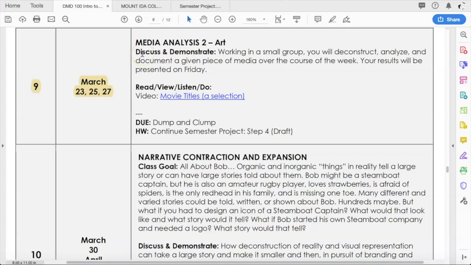So this week we are going to be covering our next media analysis. This is our second media analysis. We already did one, which went really well. This one, the subject is going to be art, as opposed to last time we did television.